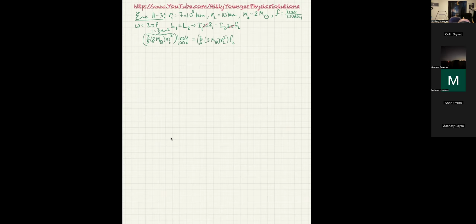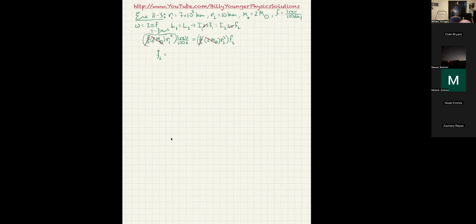So what you can see right now is the 2/5 will cancel out with the 2/5. The two solar masses will cancel out with the two solar masses. And what we're going to get instead is that F2 is going to equal. Ooh, I wrote R2 on this left-hand side. I don't know why I did that. I guess because I was thinking ahead, but that's R1. So make sure y'all make that change.